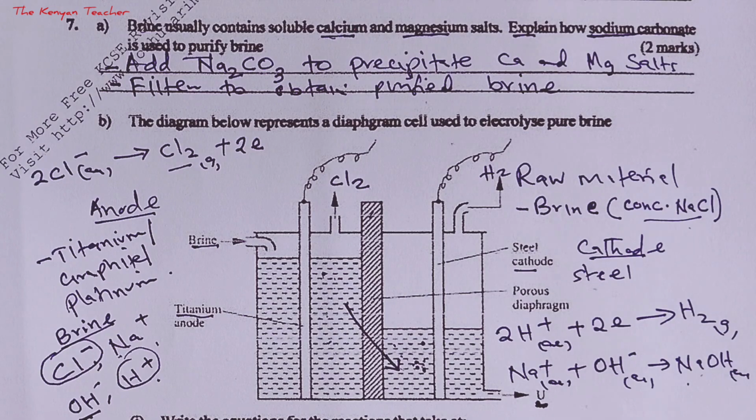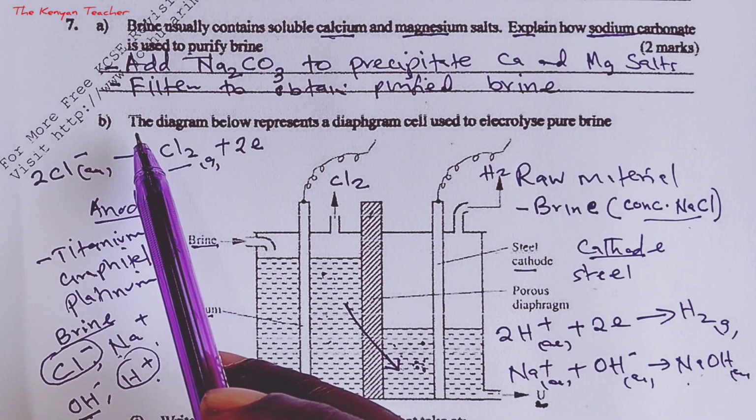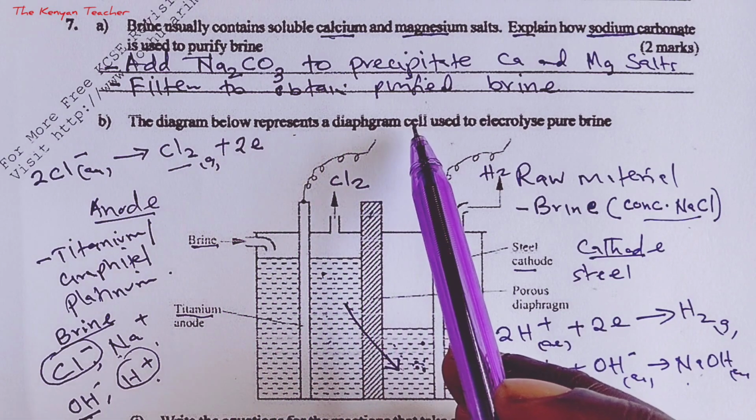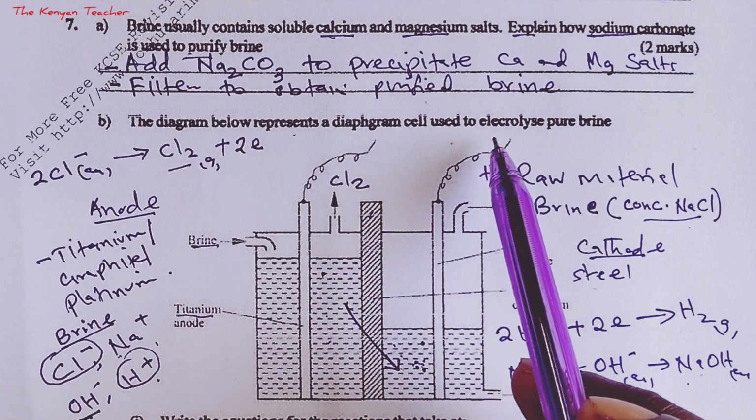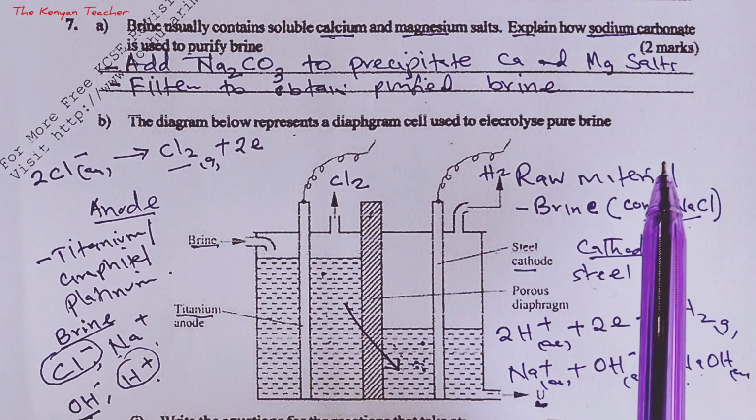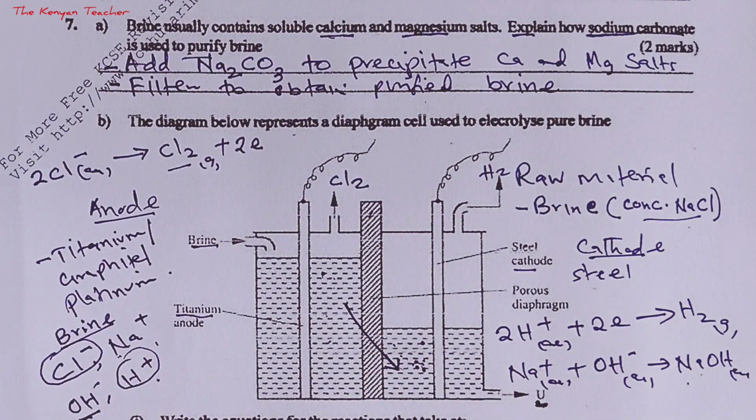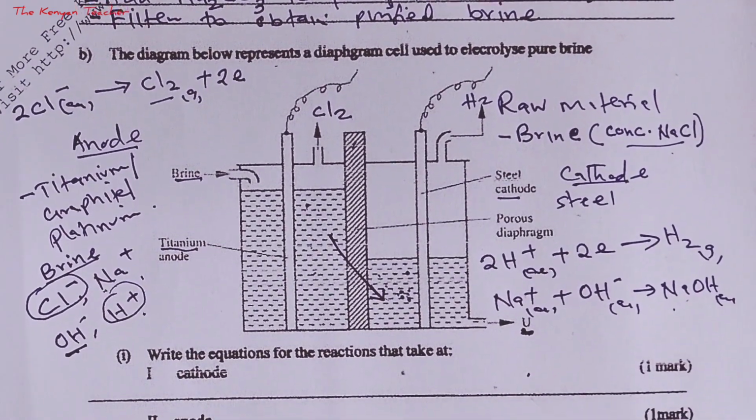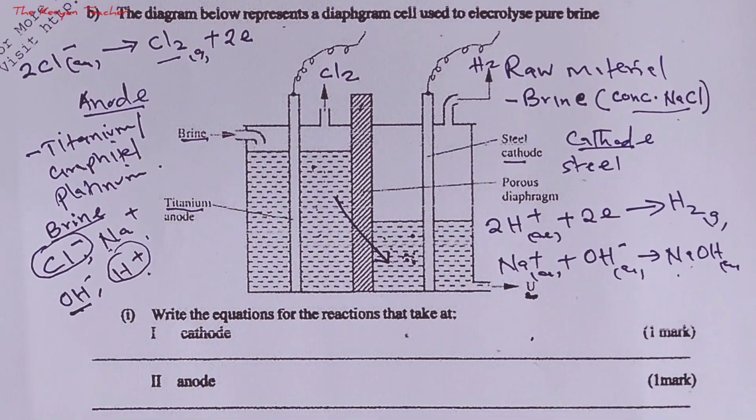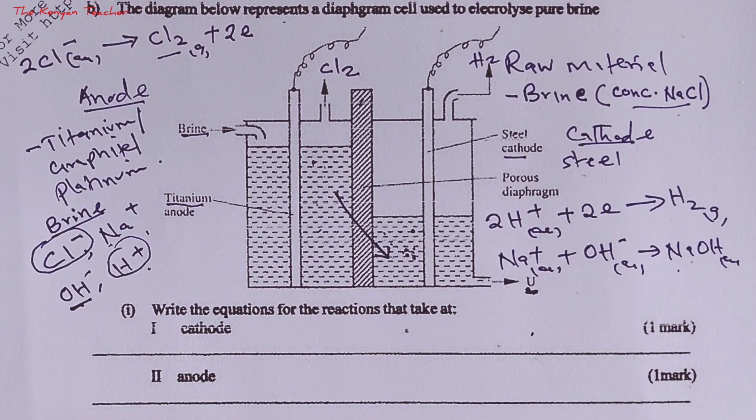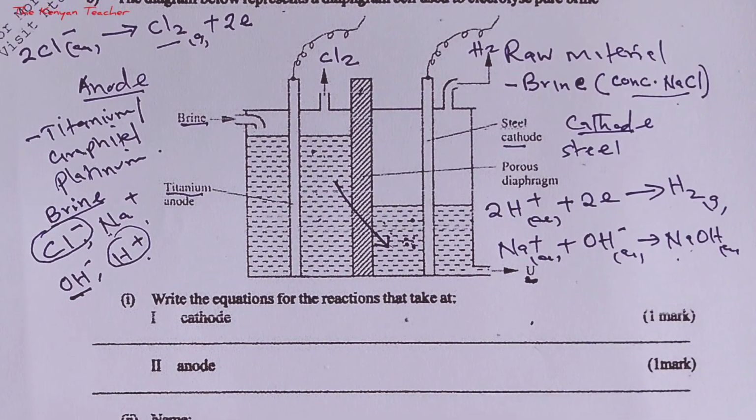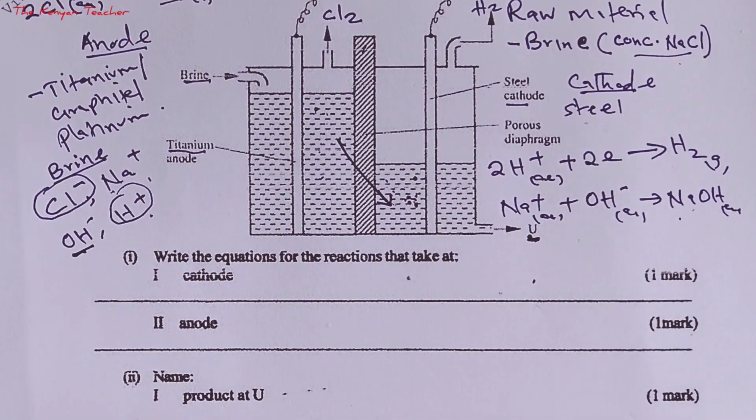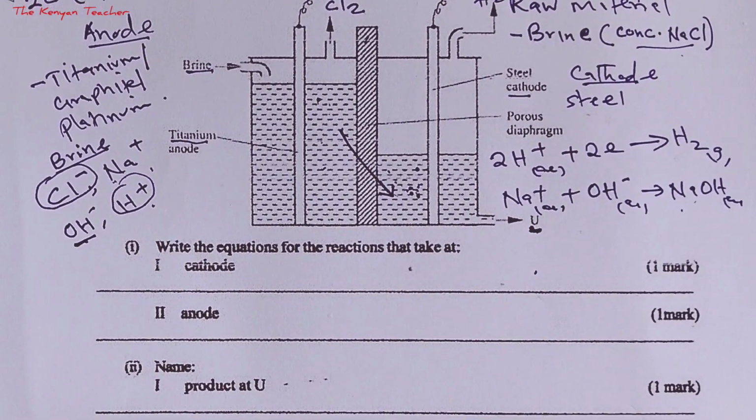For part B, the examiner informed us that the diagram below represents a diaphragm cell that is used to electrolyze pure brine, of course after purification in part A, where we use sodium carbonate. So we've gone through the cell. We do not have to do that again. So we now proceed to answer the questions that were based on the diagram.